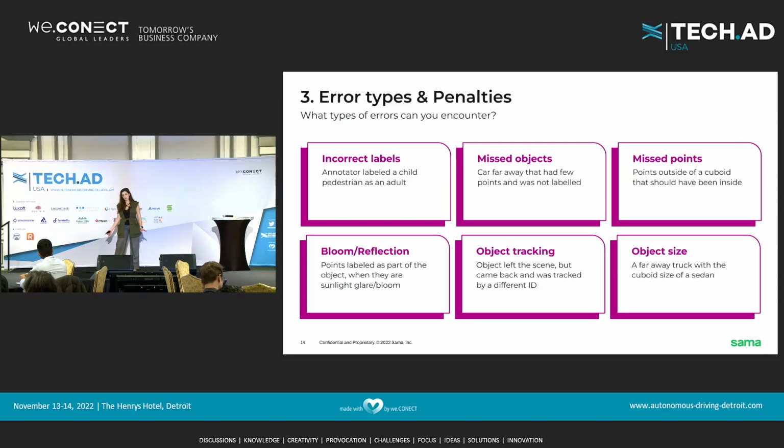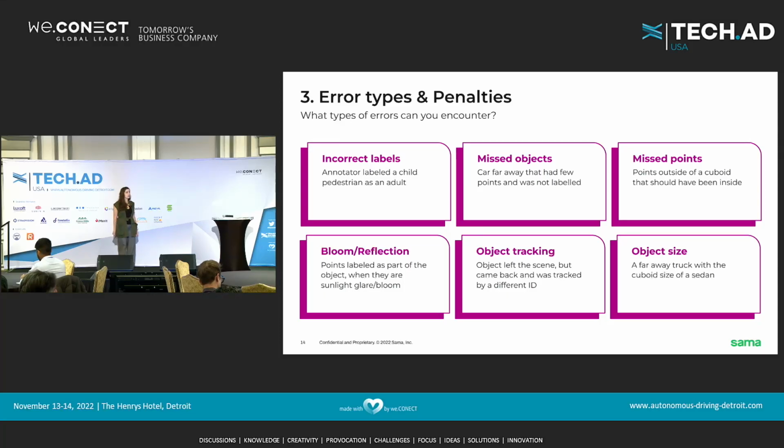That wouldn't be good. You can have missed objects. So there's a car that is far away and you cannot see the points very properly, so you just missed it. Then you have missed points. Think that you have a cuboid in a 3D world, and you have to annotate all the points inside. Sometimes you will have some points that pop outside or come inside, etc. And I think that matches perfectly with the object size error too.